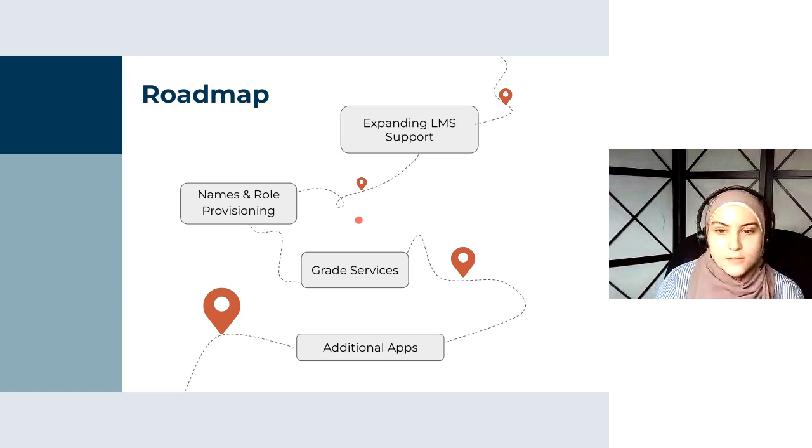We also want to support Names and Role Provisioning Services. This is the ability of the platform to provide us, the tool, with the student list and user information. If we have that information, it'll allow us to better provide analytics to teachers, send more data to BigBlueButton, etc. Another thing that we're looking at is grade services. Grade services allow us to post grades directly to the gradebook in the learning management system. For the Rooms app, for example, we're not really grading anything, but we can have an attendance grade. So if they join the BigBlueButton meeting, we could post an attendance mark to their gradebook.